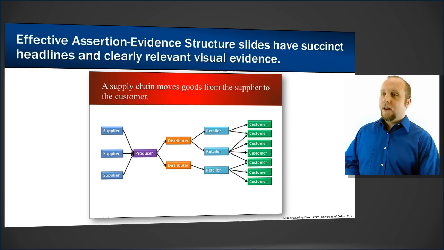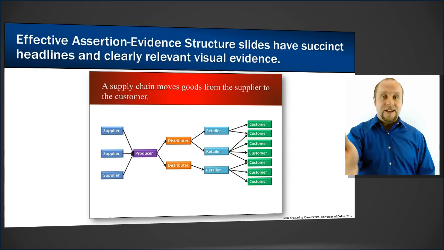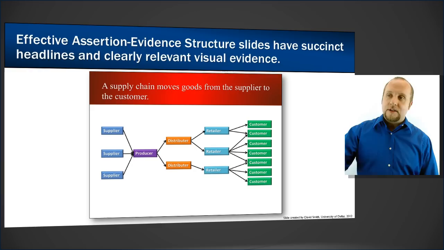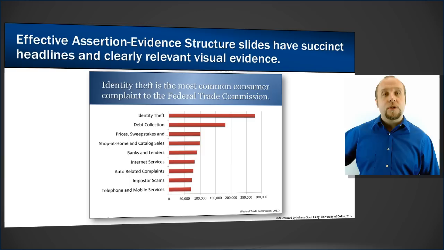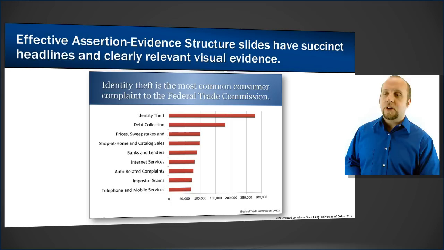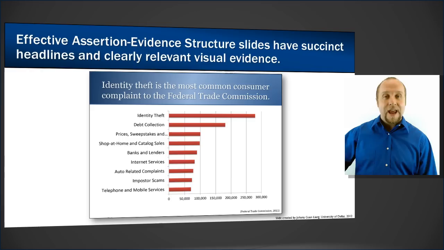A supply chain moves goods from the supplier to the customer. And we can see the various stages in the supply chain on this chart that was produced by the student who developed this slide. Here's one that makes good use of visualized numeric information. So, identity theft is the most common consumer complaint to the Federal Trade Commission. We can see a list of complaints that are made to the Federal Trade Commission, and without a doubt, identity theft is number one in terms of number of complaints made to the FTC.